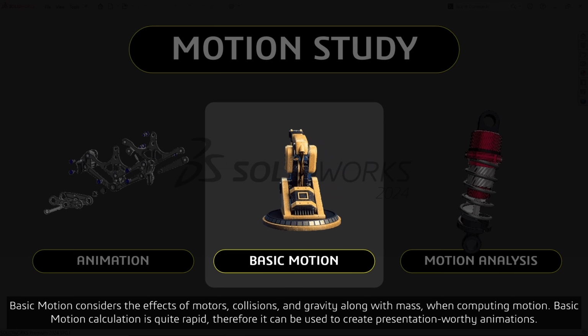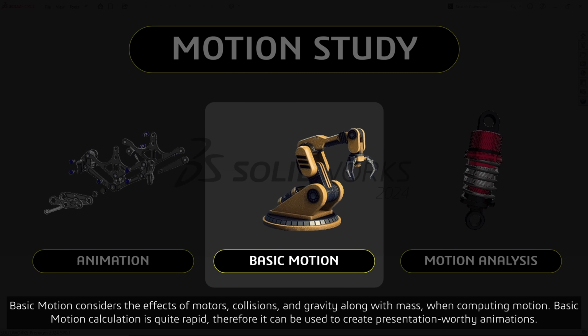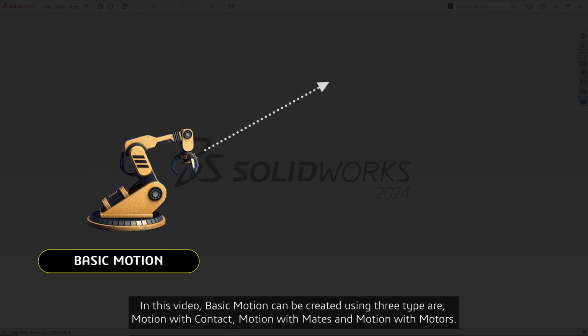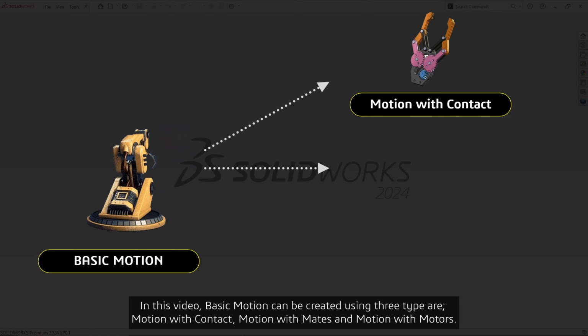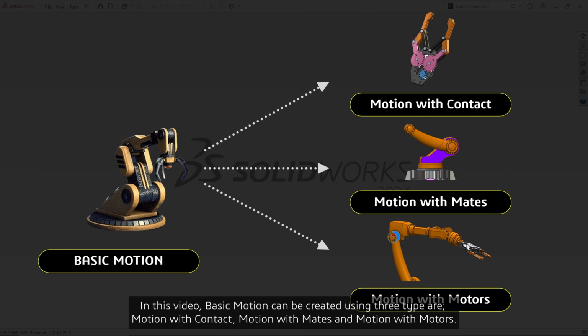Basic motion calculation is quite rapid, therefore it can be used to create presentation-worthy animations. In this video, basic motion can be created using three types: motion with contact, motion with mates, and motion with motors.